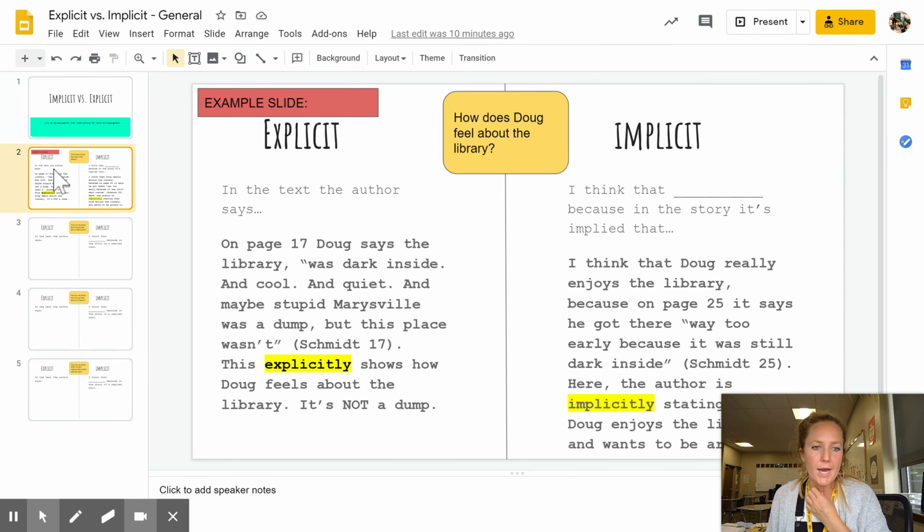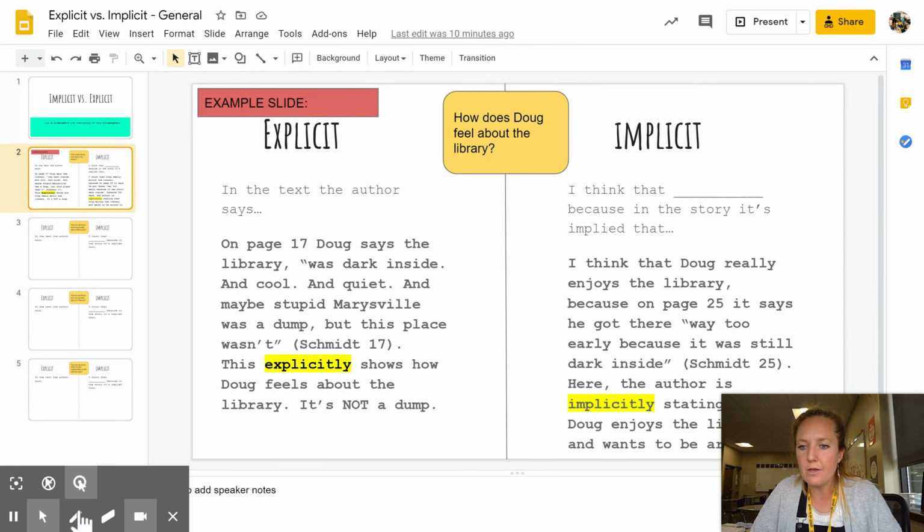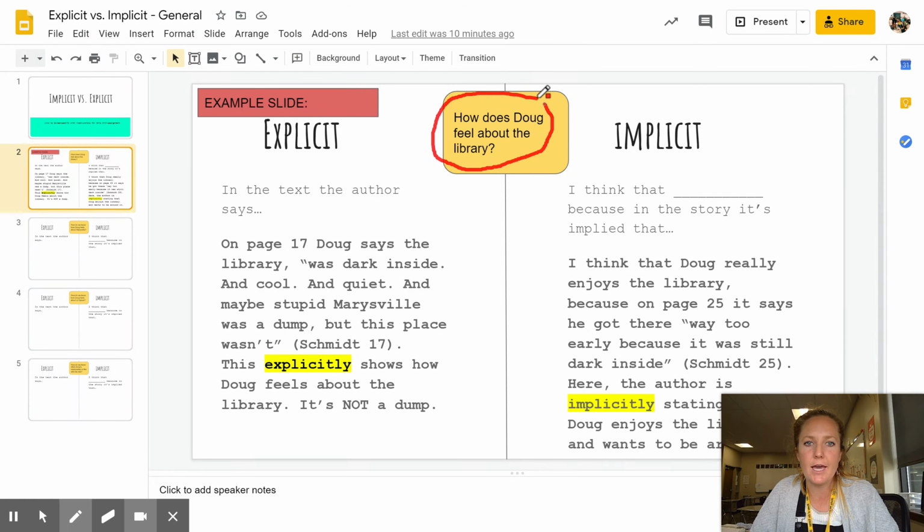Okay, so going back to just do an example with you, explicit information from the author is when I don't have to make an inference, it's directly stated. So my question for you is right here, and it'll be right here on every slide. How does Doug feel about the library? Well, on page 17, it says explicitly in the text how he feels about the library. Sorry, I didn't mean to cross that out. I was trying to circle this guy right here.